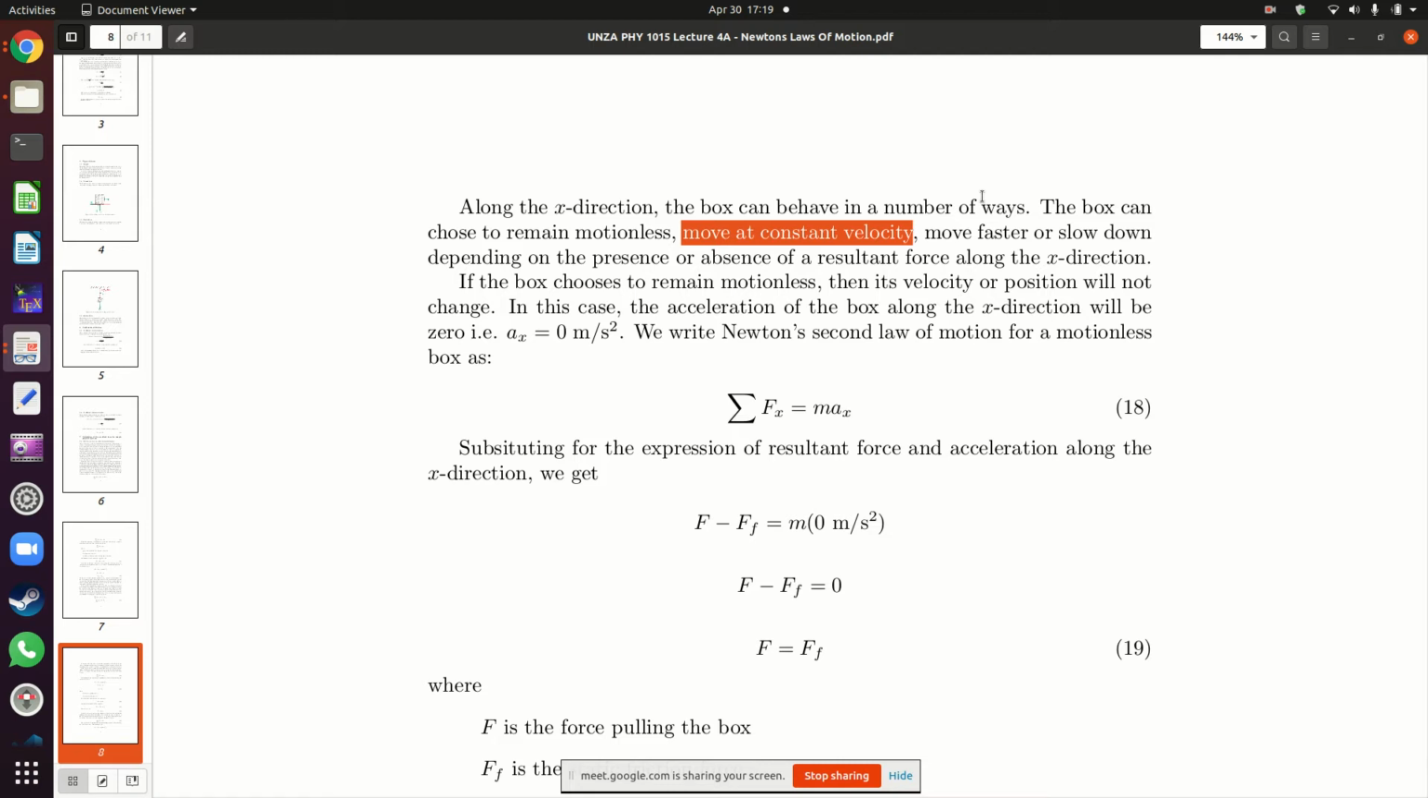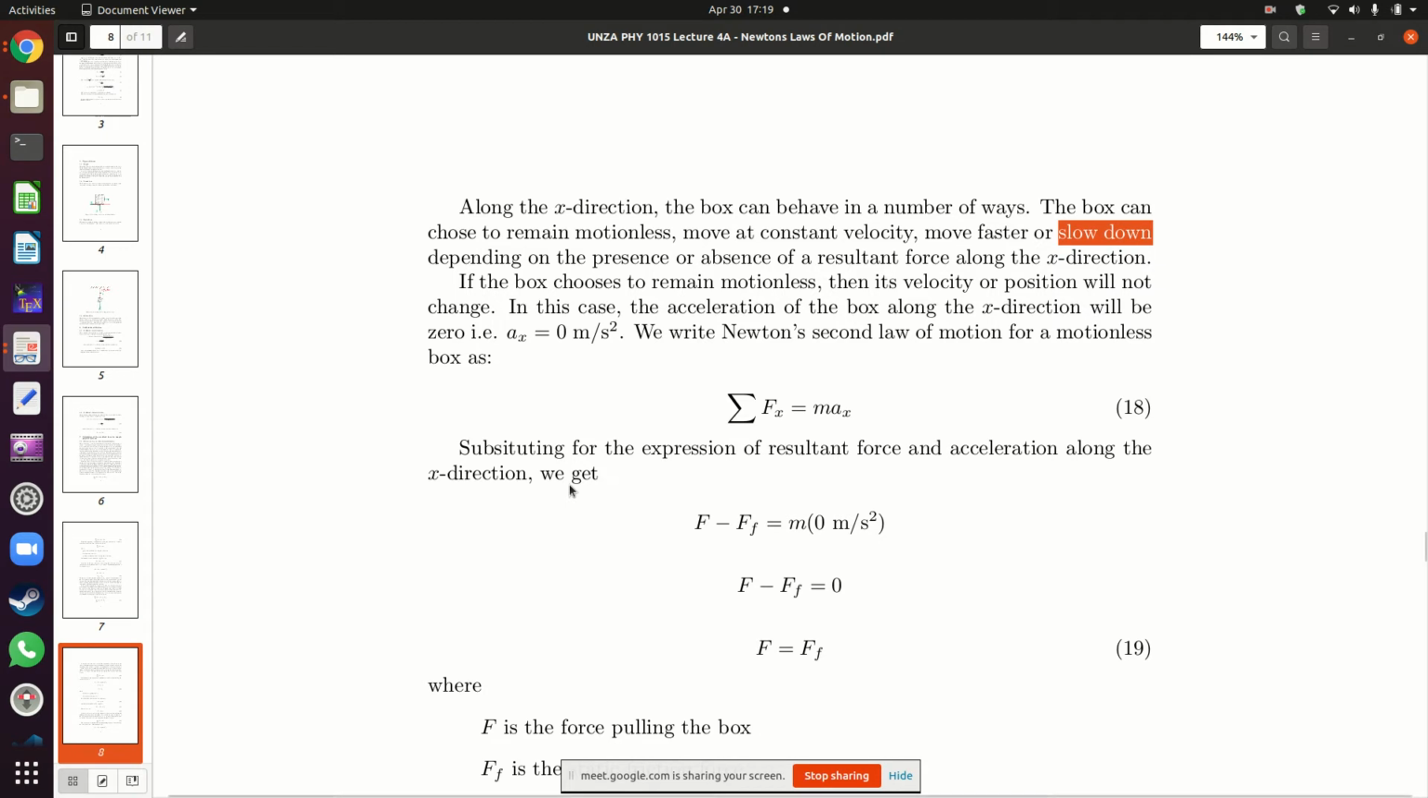equal to 0. There are also other situations which can happen where the box can move faster and faster, meaning that the velocity of the box is increasing, or the box can slow down, meaning that the velocity of the box is reducing. If the box moves faster, the velocity changes. If the box slows down, the velocity also changes. So under these circumstances, there's going to be a value of acceleration.